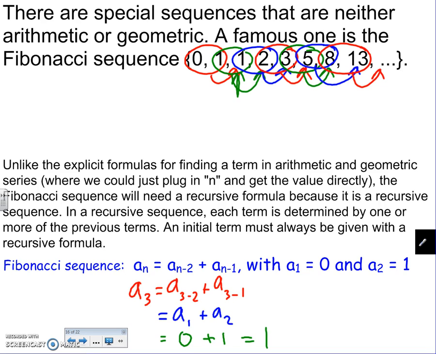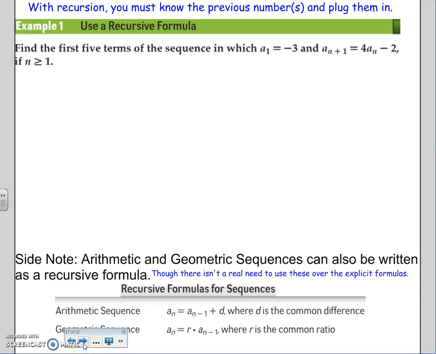So you need the previous numbers. There's no set number to add or multiply by. It's a recursive formula. Let's leave that there. Alright, so with recursion, you must know the previous number or numbers, depending on the formula, and just plug them in. So here's the first example.